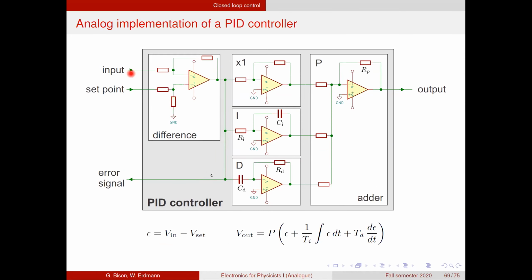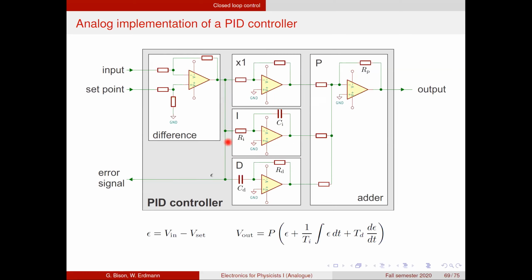So what you see here is the input and the set point, and those go to a difference amplifier. So this is one of the components we have talked about in the lecture about op-amp circuits. So it's the classical difference amplifier. And this, of course, then is our error signal, and this goes to the error signal output, where you can measure it and monitor the performance of your controller. And then with the error signal, three things happen. The first branch is simply a buffer, so we get a 1 times copy of this to the output.